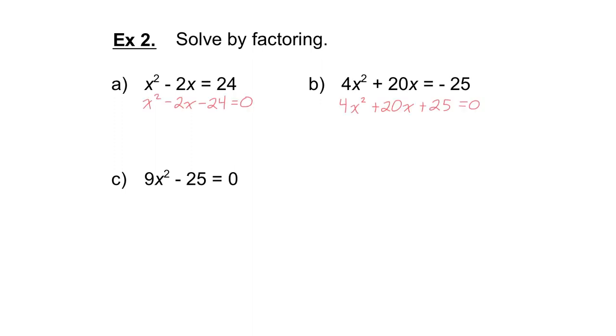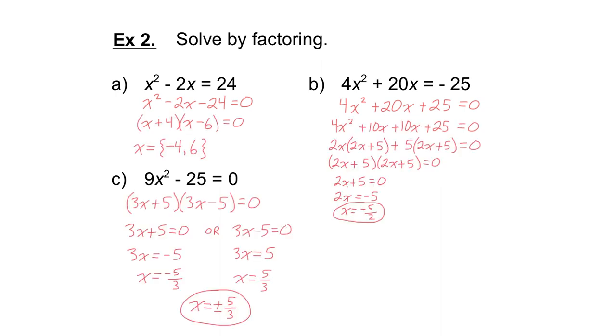Remember to make the equation equal to 0 first. If you didn't do that, you might want to pause the video again before you proceed. This is a simple trinomial. We factor it. X plus 4 equals 0 or x minus 6 equals 0. If x plus 4 equals 0, then x is negative 4. If x minus 6 equals 0, then x is 6. Two possible answers for x.